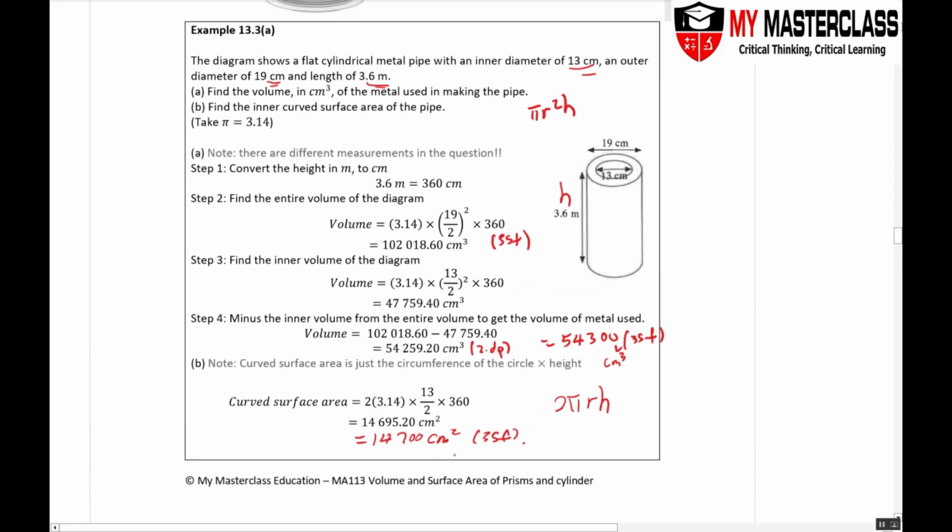So this is your first example. This one is quite straightforward because you just apply the formula that you have learned. Let's take a look at the next example together.